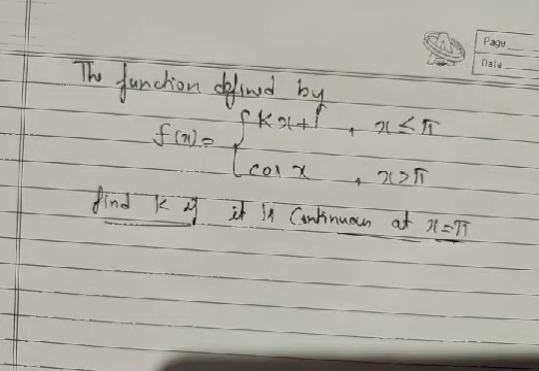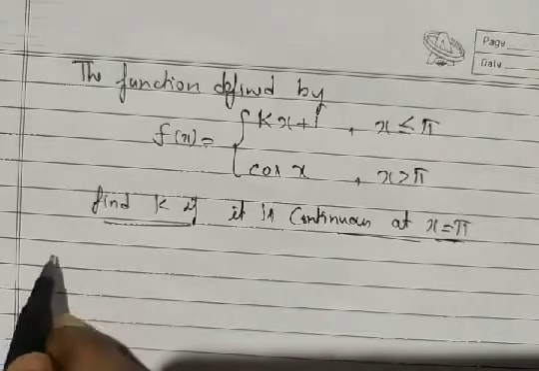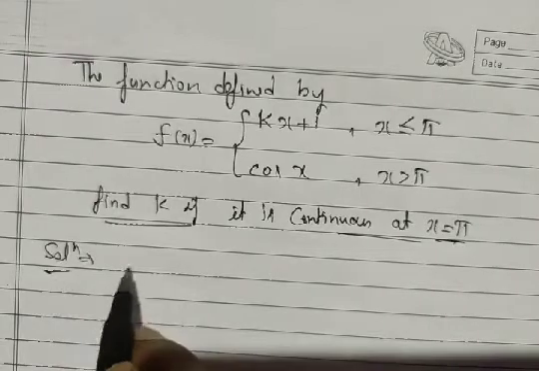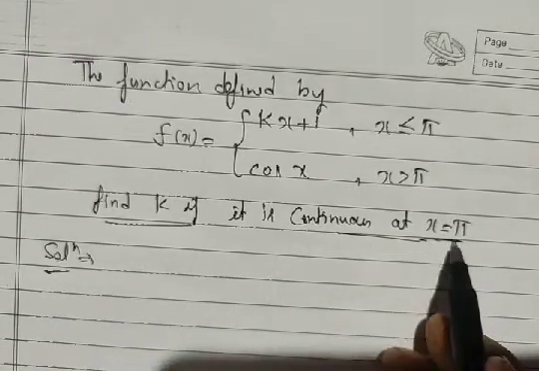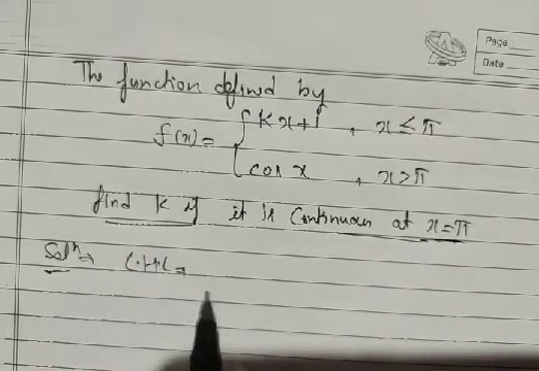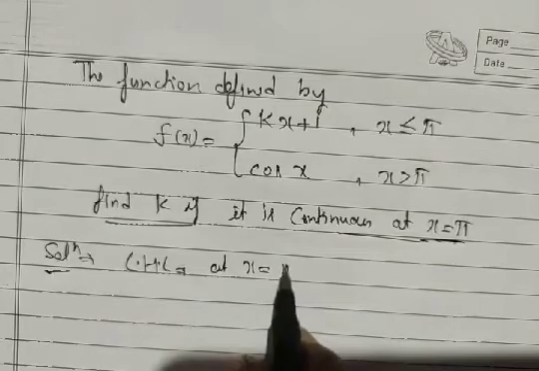Then to find the unknown value we are going to start by finding its left hand limit and the right hand limit. After that we are going to equate them and get the value of the unknown. Now we are going to proceed with the solution here. It is given that the function is continuous at x equal to pi, then we are going to find the left hand limit at x equal to pi.